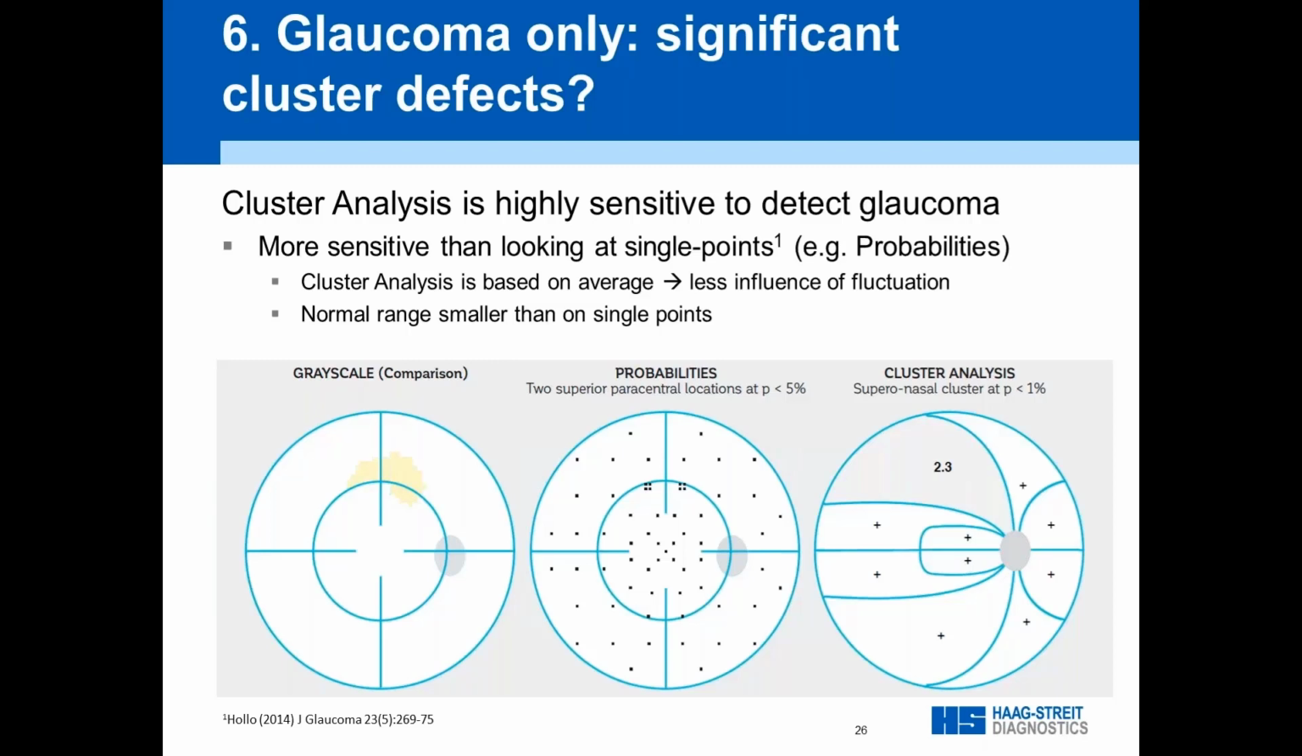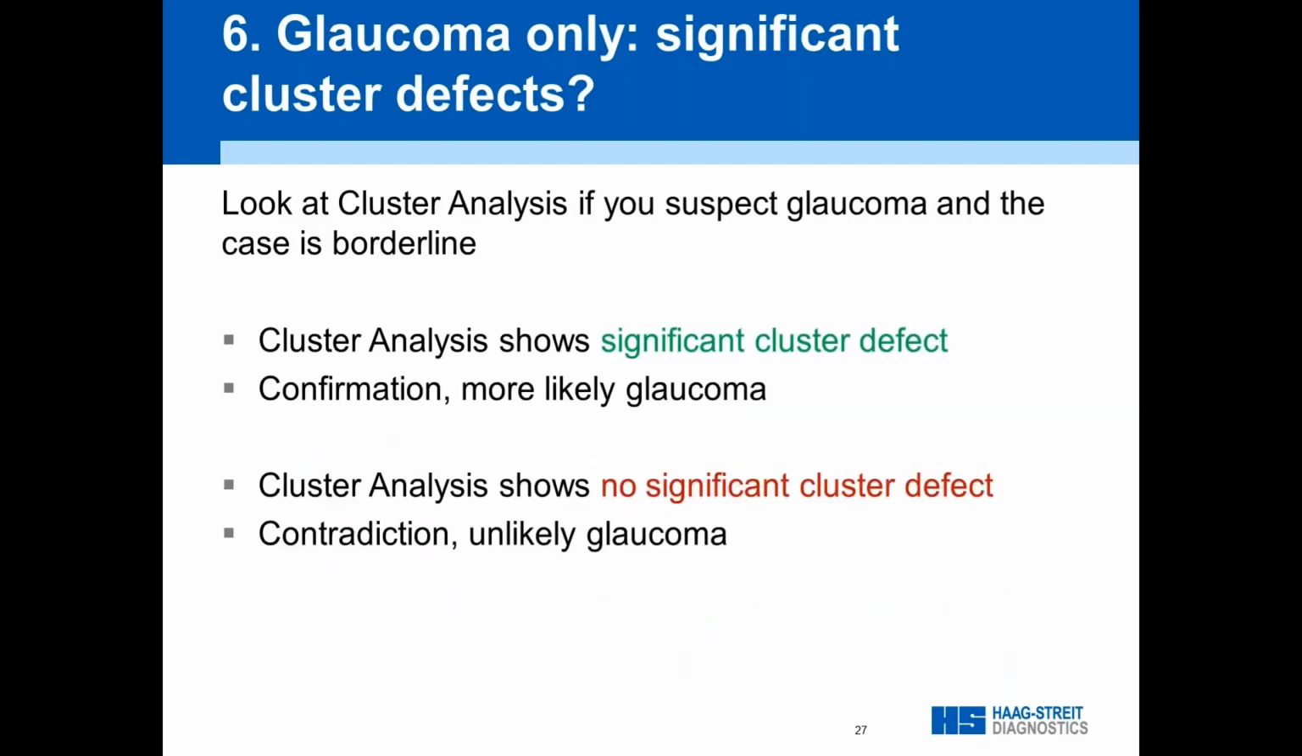And the MD is cool because it averages and gets rid of all that fluctuation. But the problem is the MD is like a global thing, and glaucoma starts locally. So really, the cluster analysis kind of gets the best of the two worlds. It averages, but it averages locally. And that's why the normal ranges are so much smaller than single points that actually flags things.